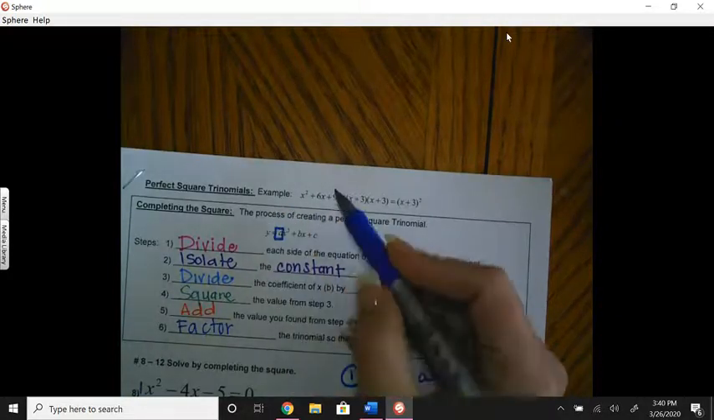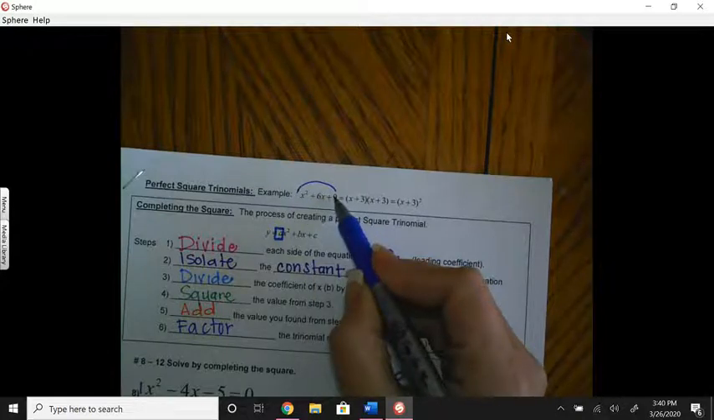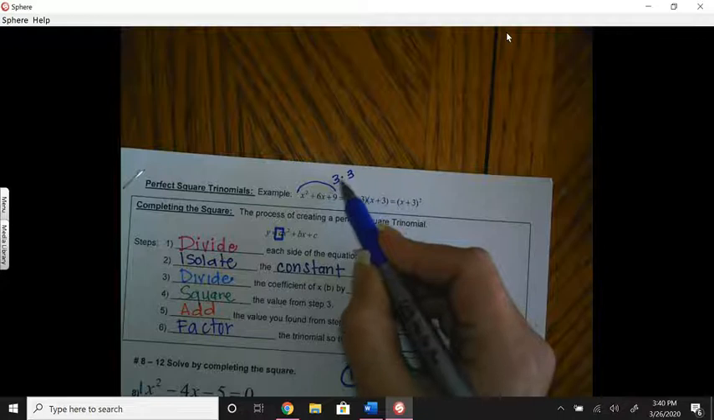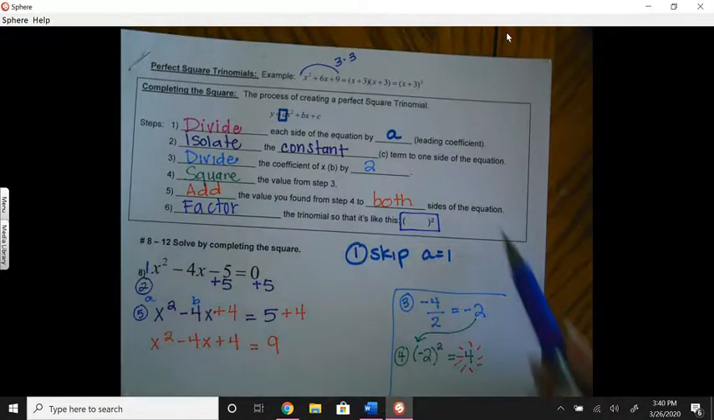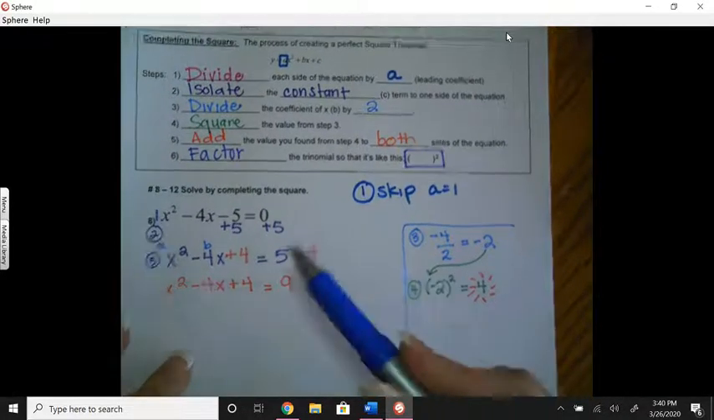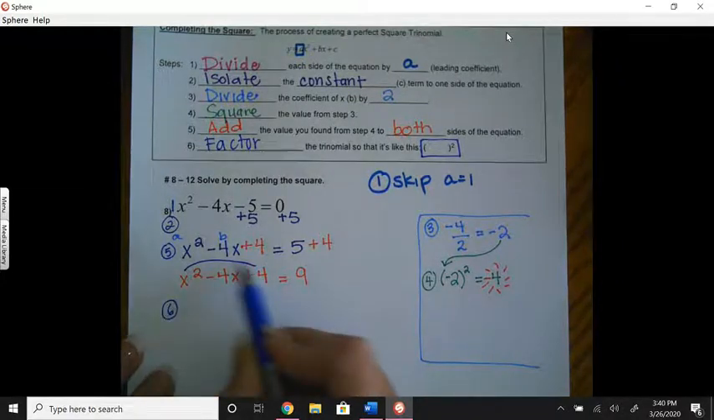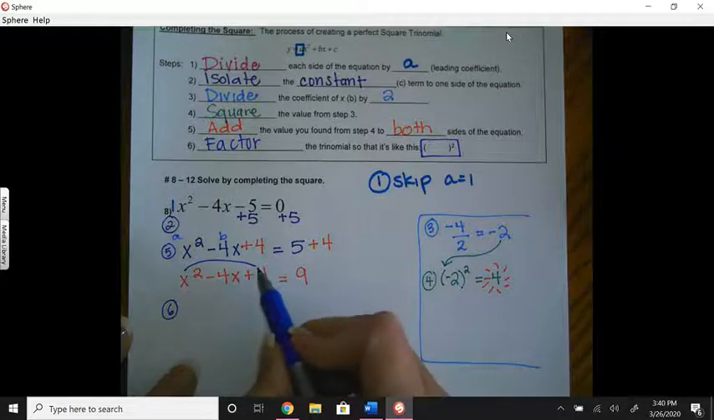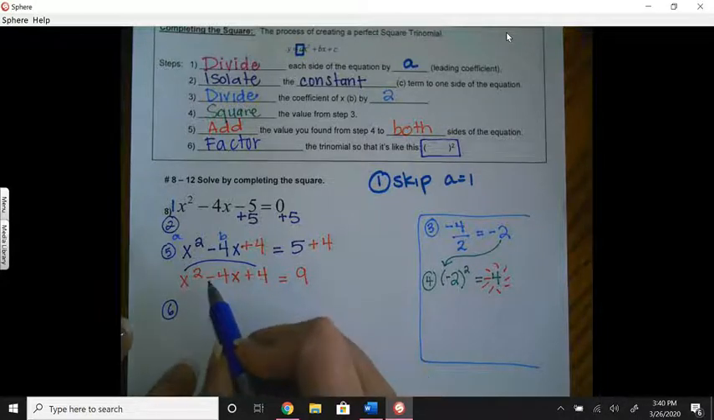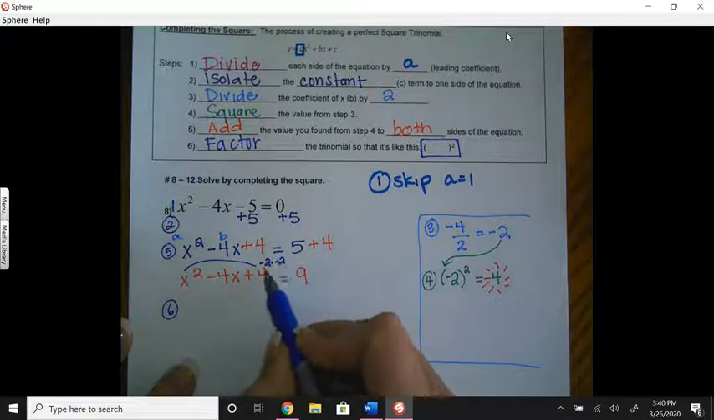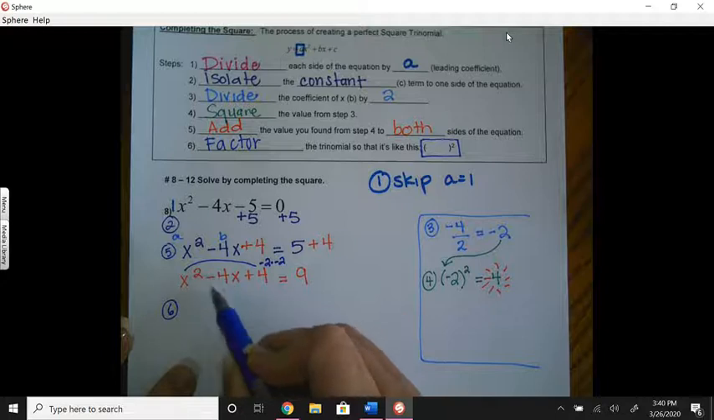When we factor this, what multiplies to 9 and adds to 6? It should be the same number times the same number. That is why we are doing these steps. When I factor this right now, so step 6, and I ask myself what multiplies to 4 and adds to -4, it should be the same number. -2 times -2 multiplies to 4 and adds to -4.